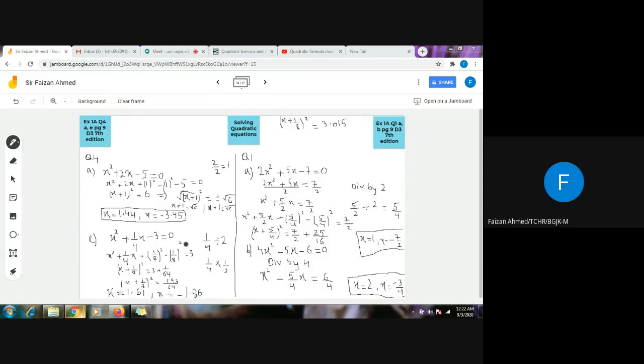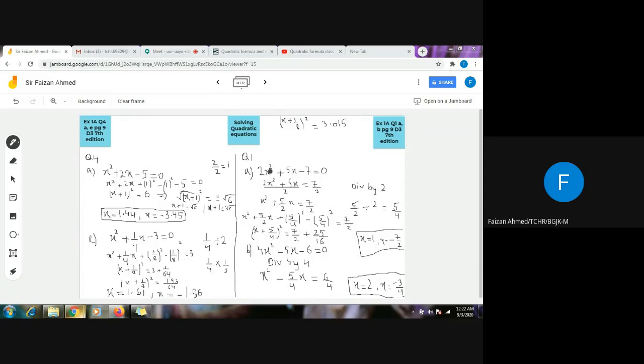So these were the two questions in which the coefficient of x square is 1. So there was no difference. We have done a lot of questions on this concept before. So this was just a revision for you guys. The new thing in this class, the new thing in this video is solving questions in which the coefficient of x square is other than 1. So these are our two last questions. They are from exercise 1A, question 1, part A and B, page number 9D3, 7th edition.